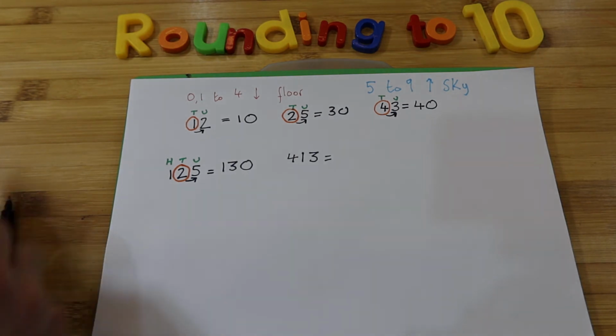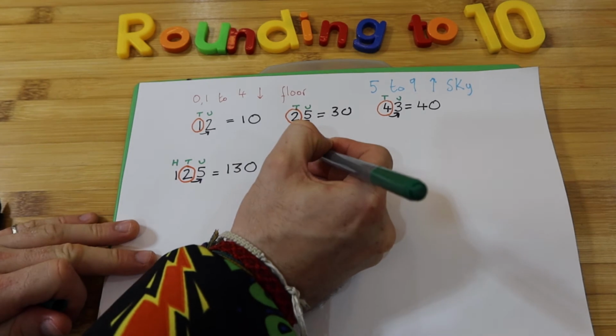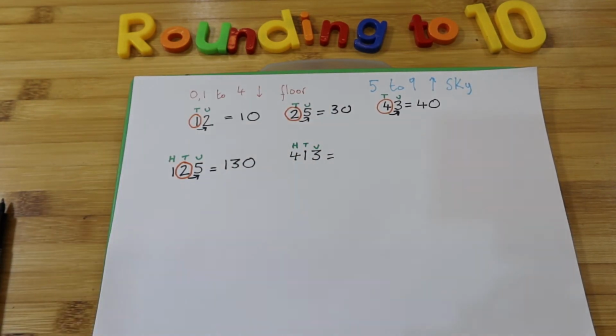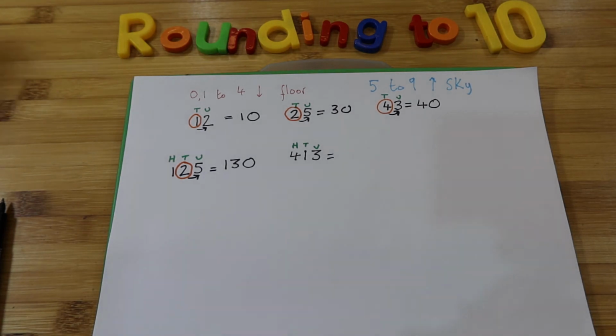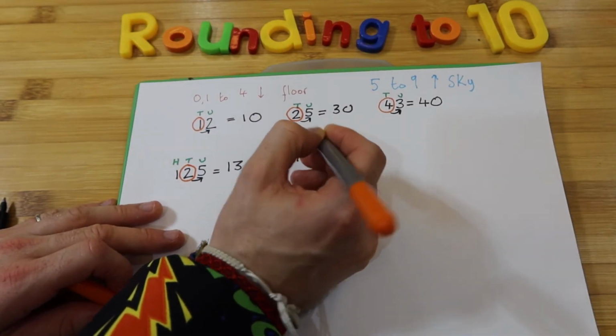Now let's label units, tens, and hundreds. This is always good to understand the place value names. Now we're rounding to the nearest 10, so we need to circle the 10. So which number is the 10 in 413? You could get an exam question about that. It's the 1. Okay, so we've got 110 there.